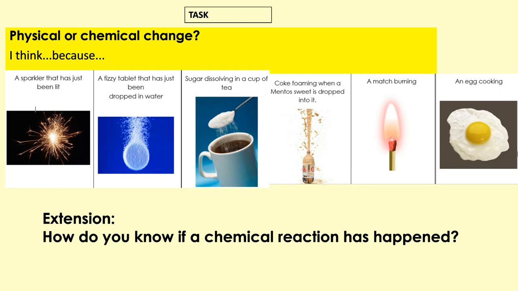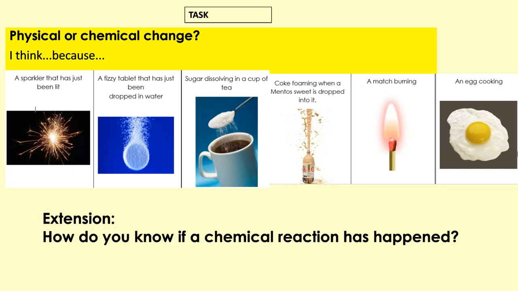Sugar dissolving in a cup of tea, so anything that's dissolving is just a physical change. That substance that's dissolved, I could easily get it back by just evaporating the liquid. So if I evaporate the solvent that it's dissolved in, I can get back my solute, which is the solid that's dissolved. So if I have Coke foaming when a Mentos sweet is dropped into it, that's the carbon dioxide that's dissolved in the drink escaping. So that is a physical change because it's just something that's dissolved coming out of it.